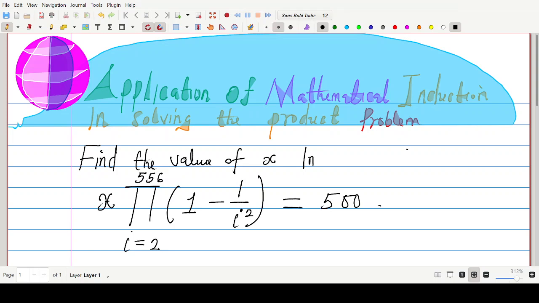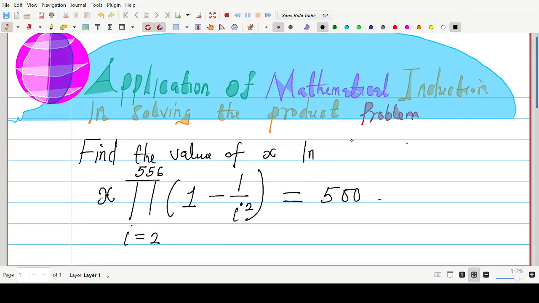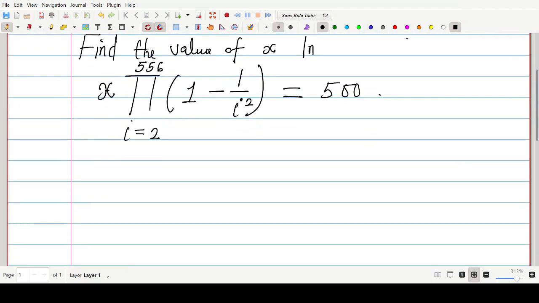All right, so let's get over to the solution of this particular problem. Over here, we are required to find the value of x in this equation. Now, I will explain the meaning of this symbol. Let's look at the solution together. Solution.